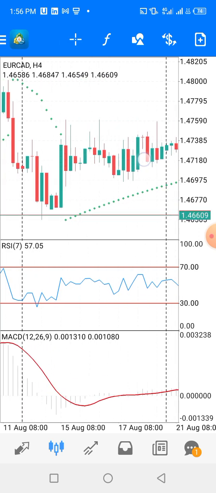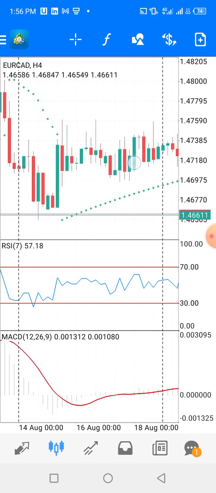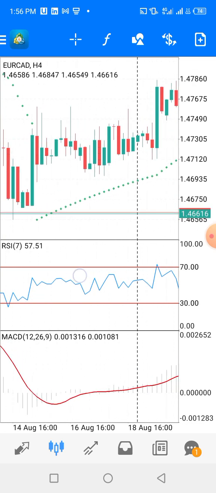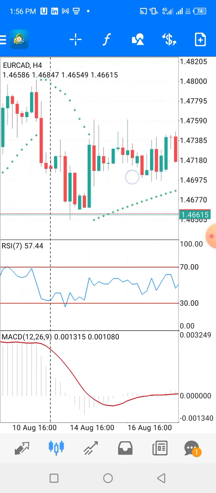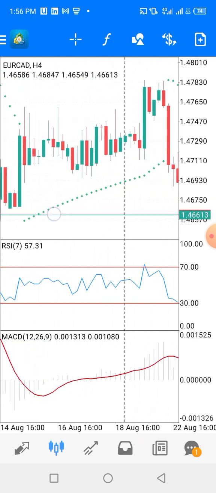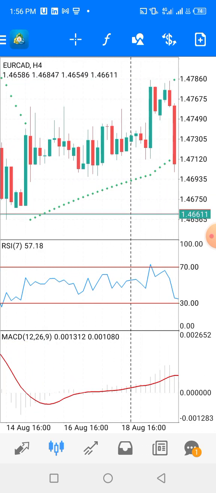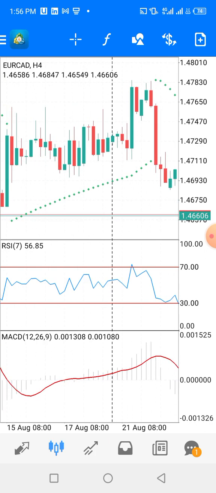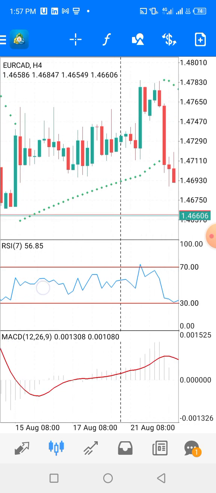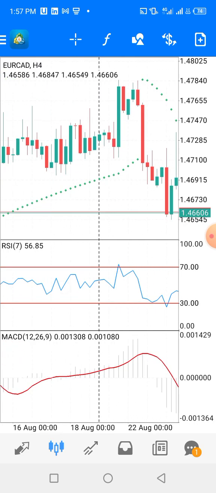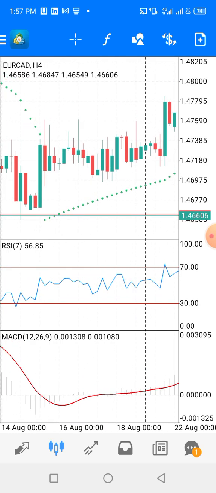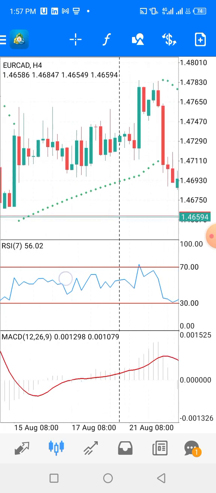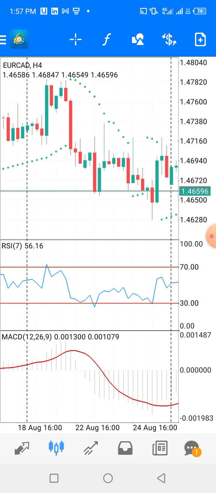Let's see another entry over here. Do not make an entry here. Don't be deceived by the Parabolic Sar over here. It is telling you to buy, but the RSI is confirming that you should not buy. It is ranging, because it is not above or touching the 70 level. So you don't buy. You wait.